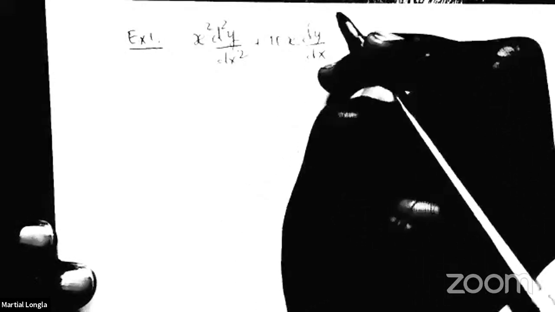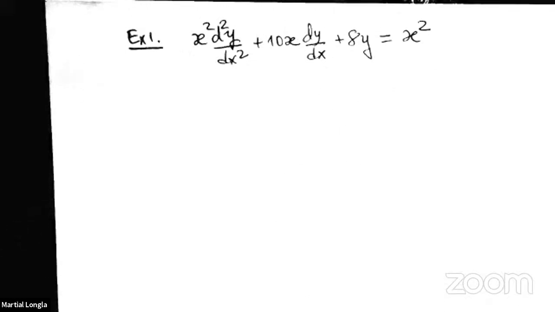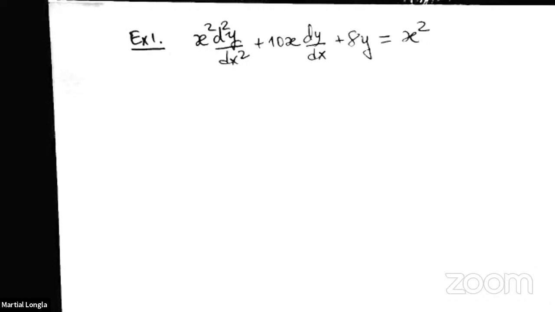Let me give you an easy one then. We have example 1: x squared d2y over dx squared plus 10x dy over dx plus 8y equals x squared. Let's say this is the equation that we have and we need to solve.